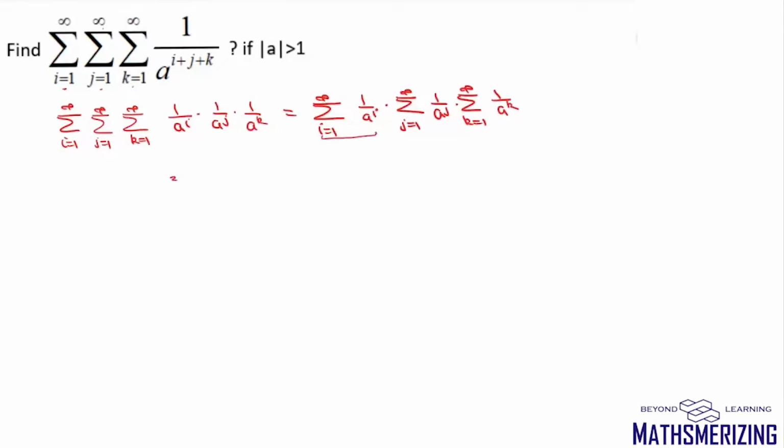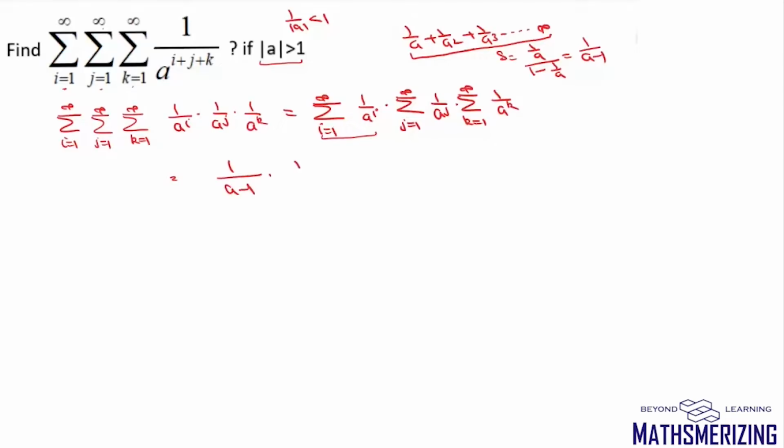Now each of the series is nothing but a geometric progression. So it is 1 upon a plus 1 upon a square plus 1 upon a cube up to infinity, and since mod of a is greater than 1, 1 upon mod a is less than 1. So this infinite geometric progression converges, and its sum is the first term, 1 upon a, upon 1 minus r, where r is again 1 upon a. If I simplify, I'll get this result as 1 upon a minus 1. So the first one will be 1 upon a minus 1, the second one will also be 1 upon a minus 1, and the third one 1 upon a minus 1. So the answer to this question is a minus 1 to the power minus 3.